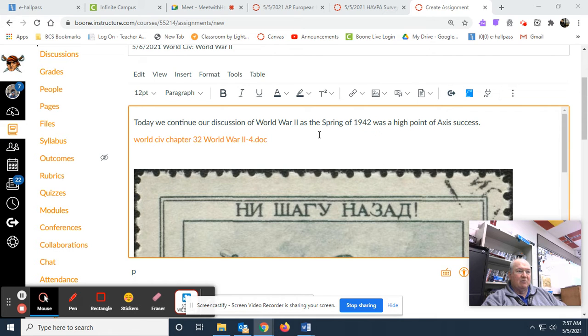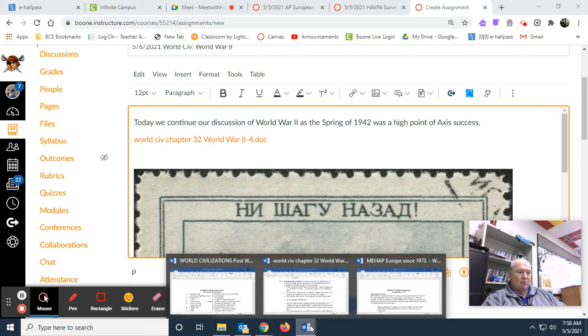As it says here, it was the spring of 1942. The Axis were winning on every front: in Europe, North Africa, Russia, the Soviet Union, and also in the Pacific. The Axis were advancing, and it really looked like the world was about to change in a big way. And so, let's begin, shall we?